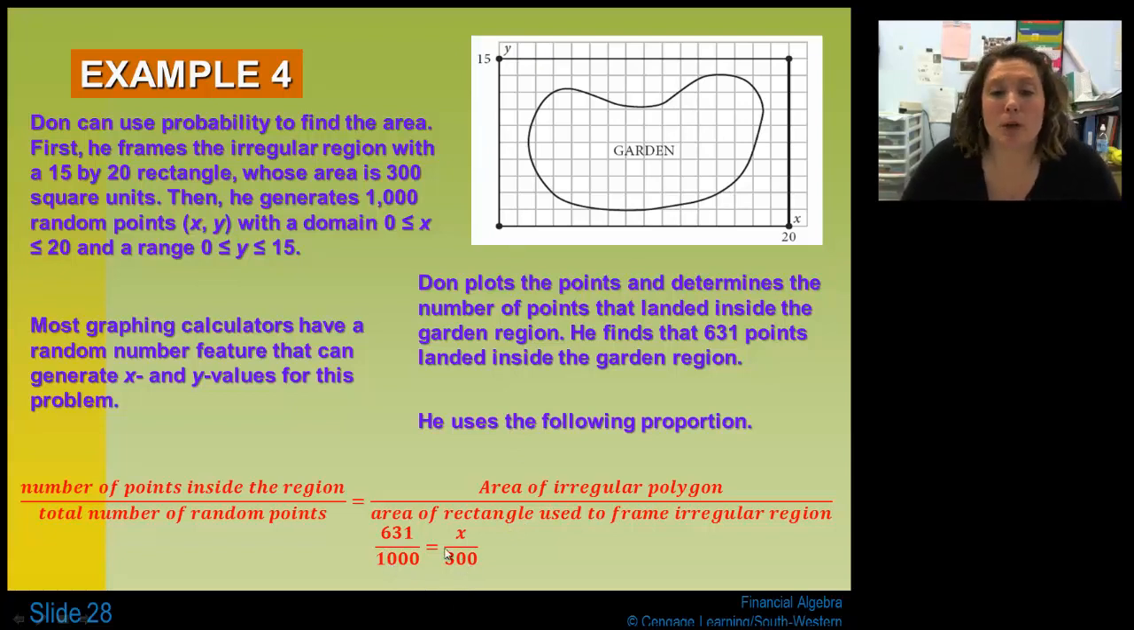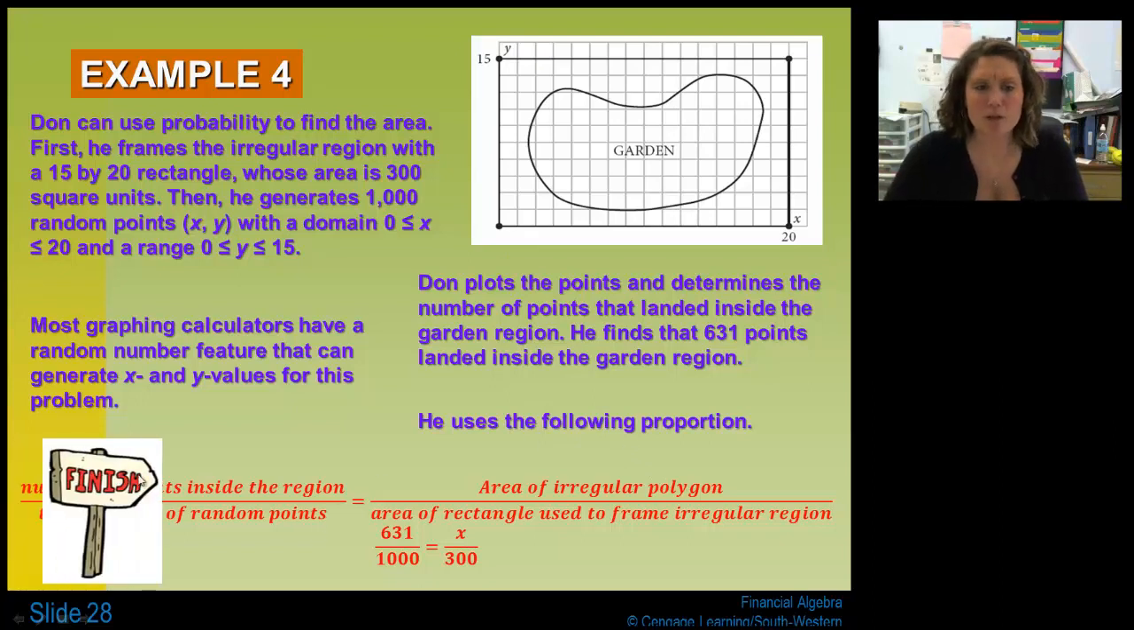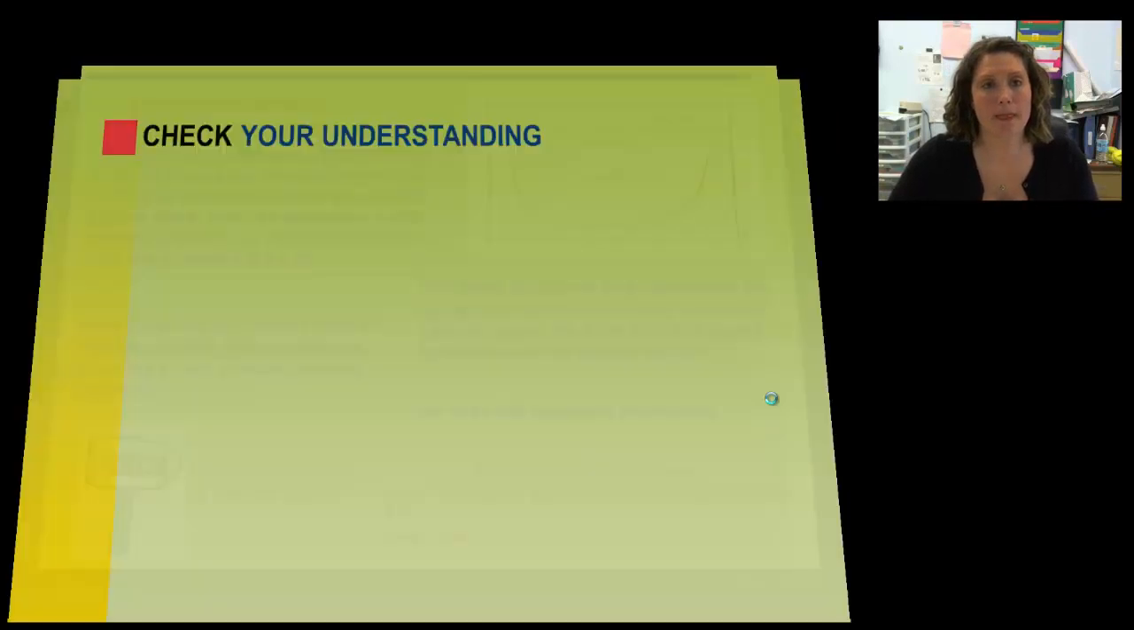To solve this problem, you need to cross multiply, so you take 631 times 300, and you come up with 189,300 equals 1,000x. So when I take 189,300 and divide it by 1,000, x equals 189.3. Again, that's the area inside there, so it's 189.3 units squared. So go ahead and finish that cross multiplication in your notes and show your answer.